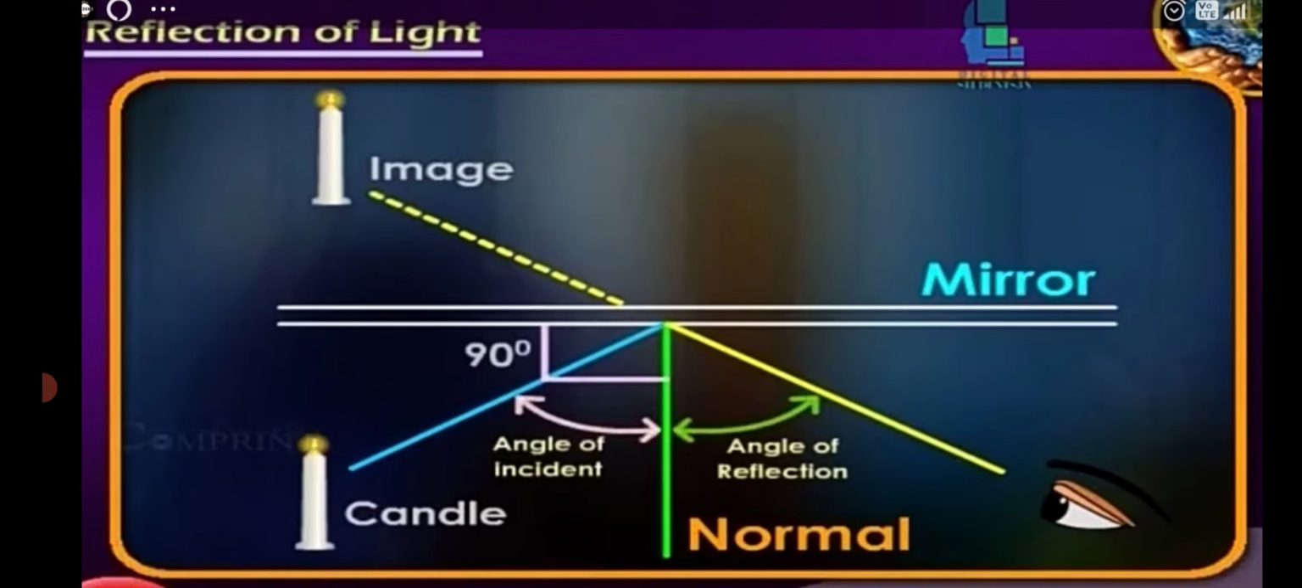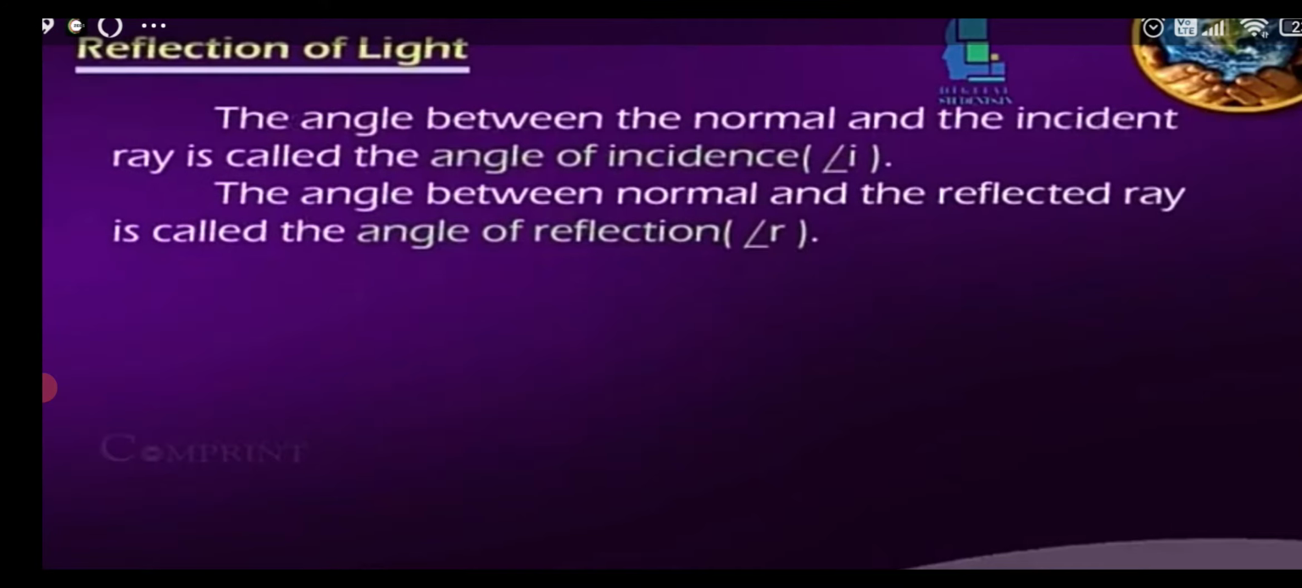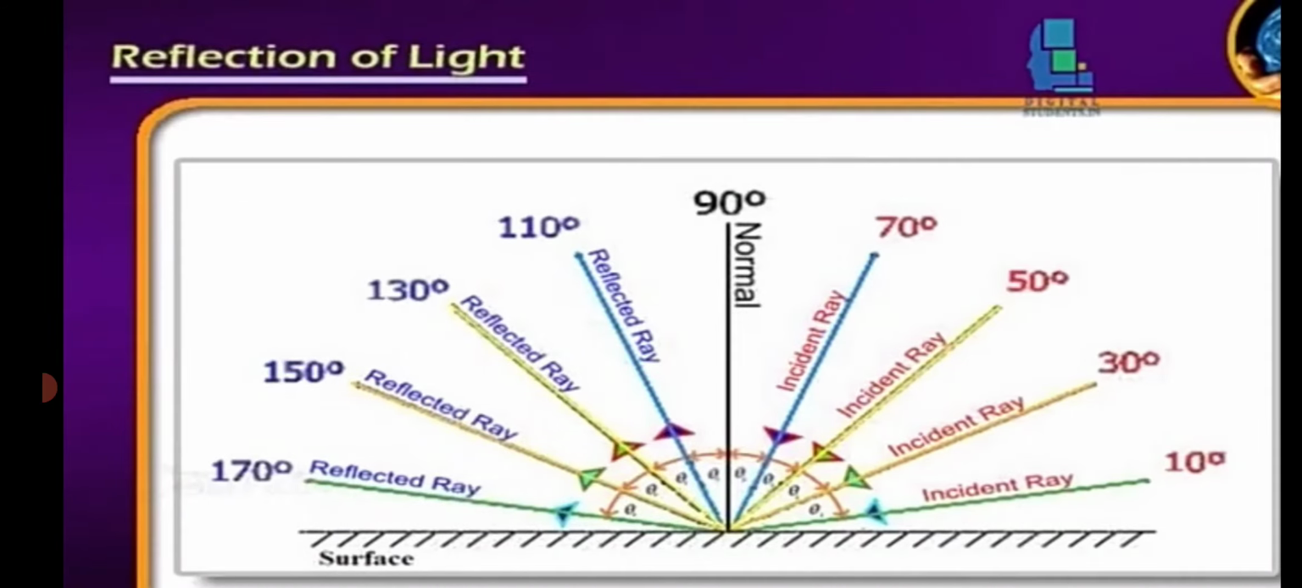See here, children, the image of the candle. How could we notice the angle of incidence and angle of reflection? The angle between the normal and the incident ray is called the angle of incidence. The angle between the normal and the reflected ray is called the angle of reflection.